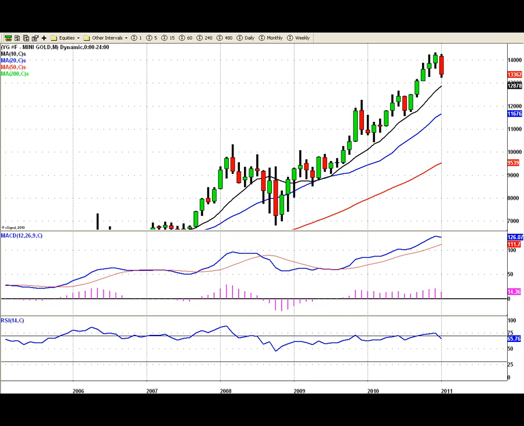There's been some fantastic opportunity in January on the gold market, and would you believe most of those opportunities have been to the short side? Bearish moves on this very bullish looking chart we've got here.